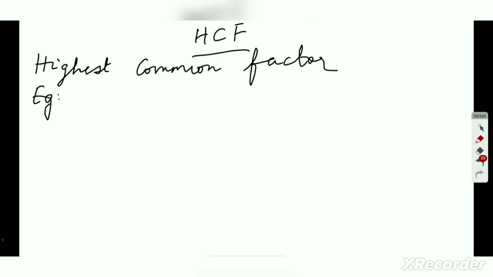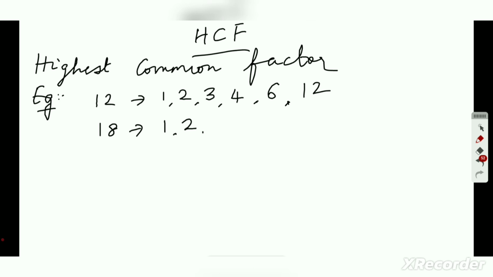If I take two numbers, 12 and 18. Tell me the factors of 12: 1, 2, 3, 4, 6 and 12. Similarly, tell me the factors of 18: 1, 2, 3, 6, 9 and 18. These are the factors of 18.